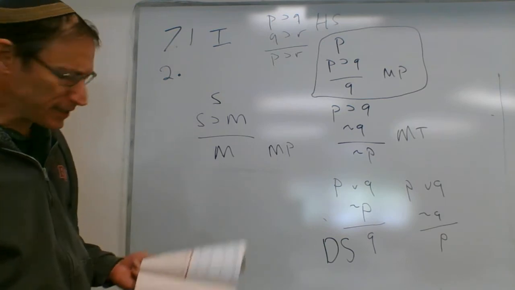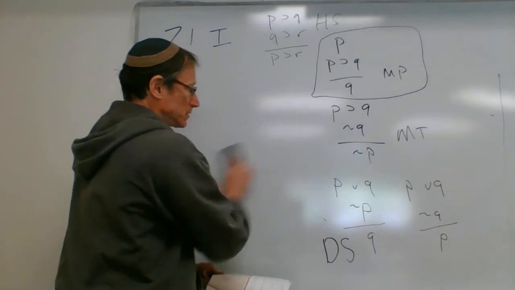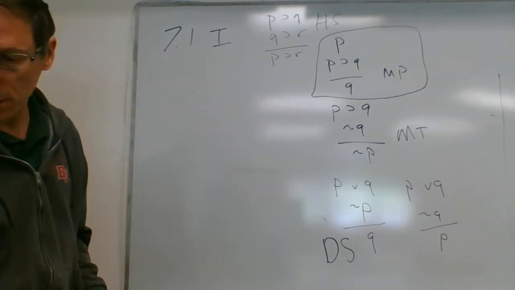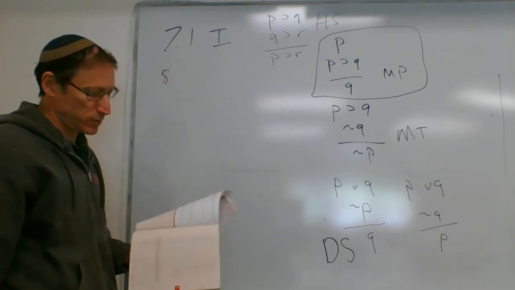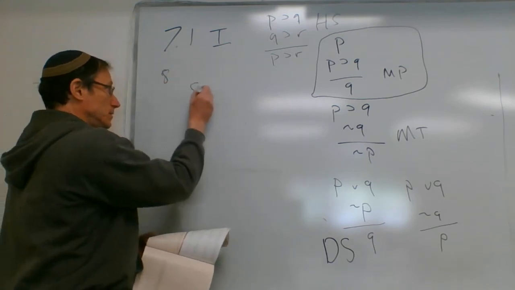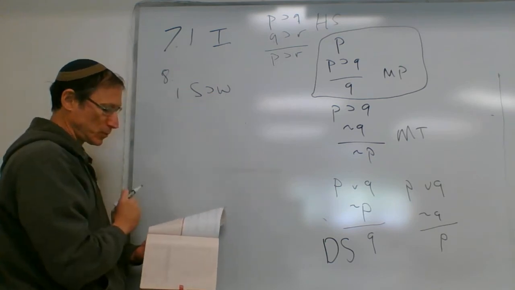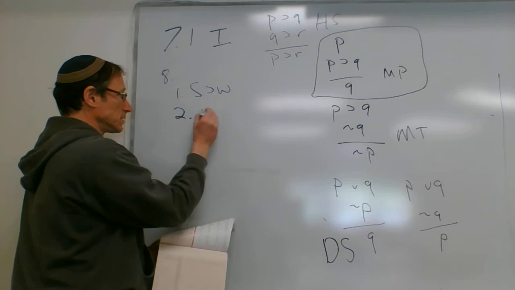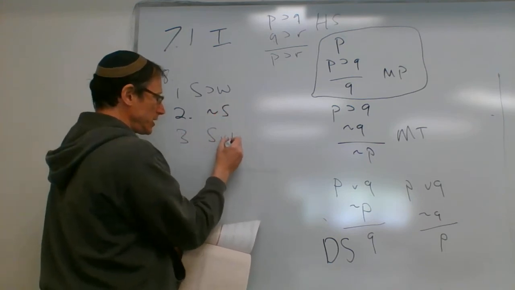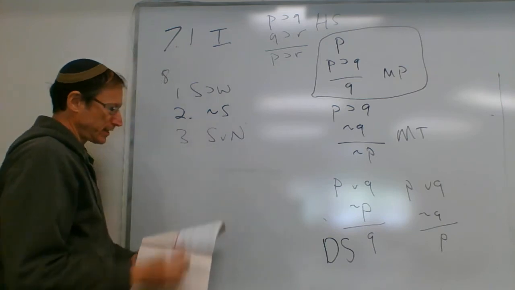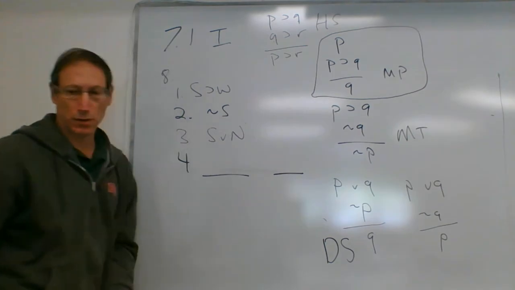So let's look at number 8. I'll write it on the board. This is number 8. It looks like this. We have S horseshoe W. That's number 1. Then we have not S. Then we have 3, we've got S wedge N. And now we're supposed to say, okay, what can I infer and using what rule?